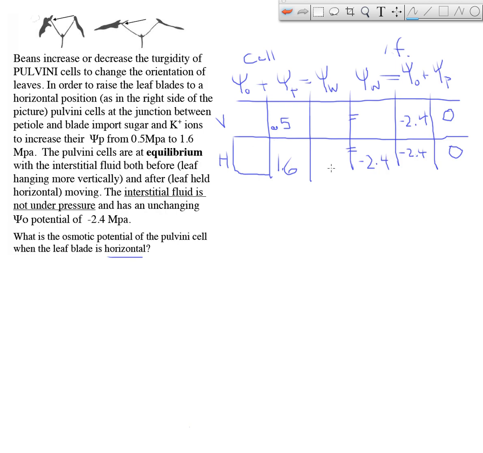But I still have two variables. Oh, but I have this equal sign too. This is at equilibrium with the cell. So that water potential is the same as the interstitial fluid water potential. And so I can fill in this box. The water potential in the cell is also minus 2.4 megapascals. And now I have an equation I can solve.